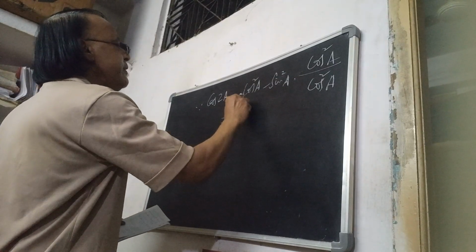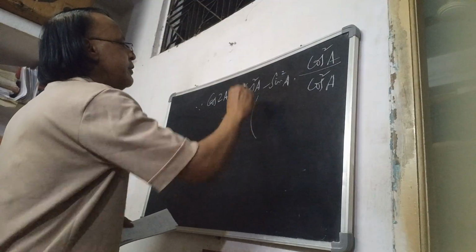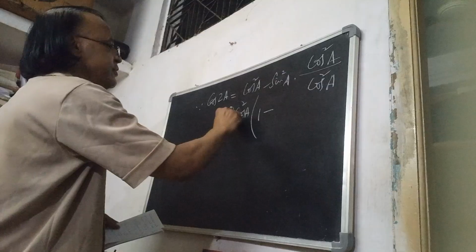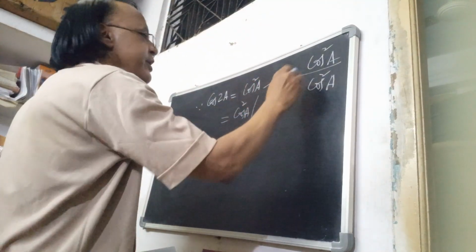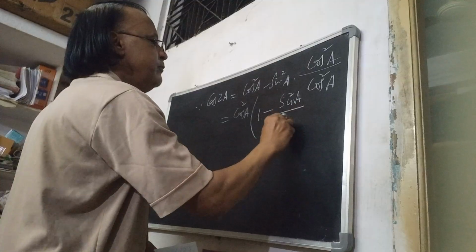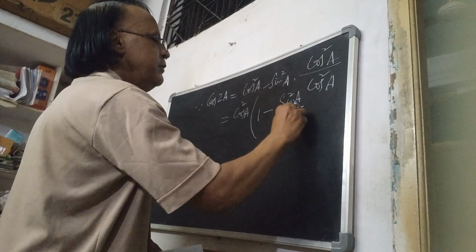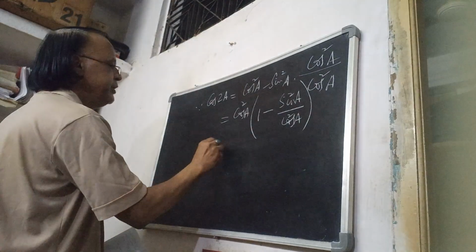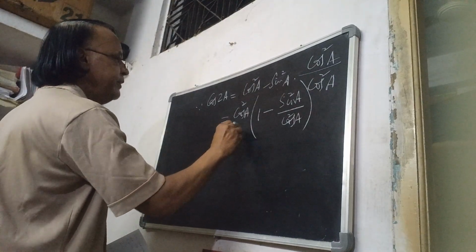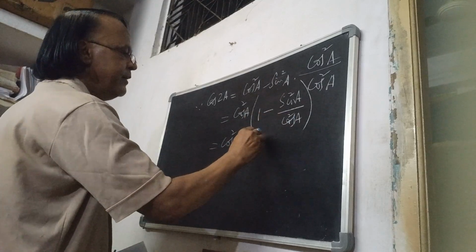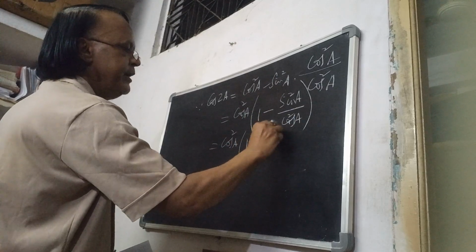Taking cos square a common, you will get 1 here. This cos square a is outside, and inside is sin square a by cos square a. Right? That is equal to cos square a times, sin by cos is tan, so tan square a.